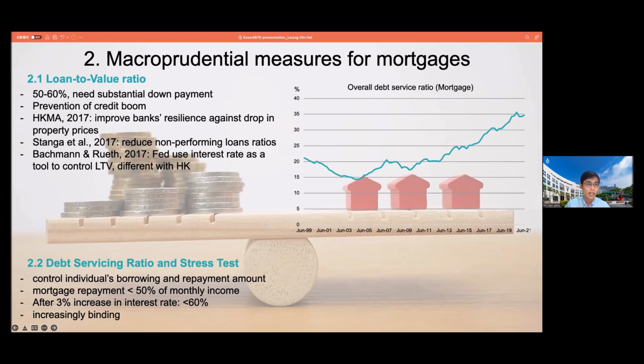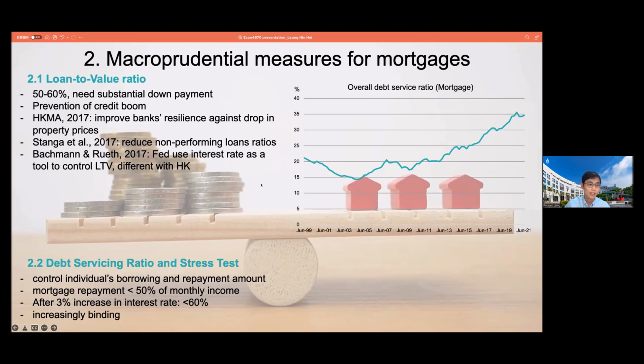A report from HKMA shows that this policy can improve the bank resilience against drops in property prices. And there are also some scholars who suggest that this can reduce the non-performing loans ratio. But the policy in Hong Kong is different from the US, because the US controls the LTV with the interest rate, but Hong Kong cannot do so because Hong Kong has the linked exchange rate with the United States, and cannot control its interest rate on its own.